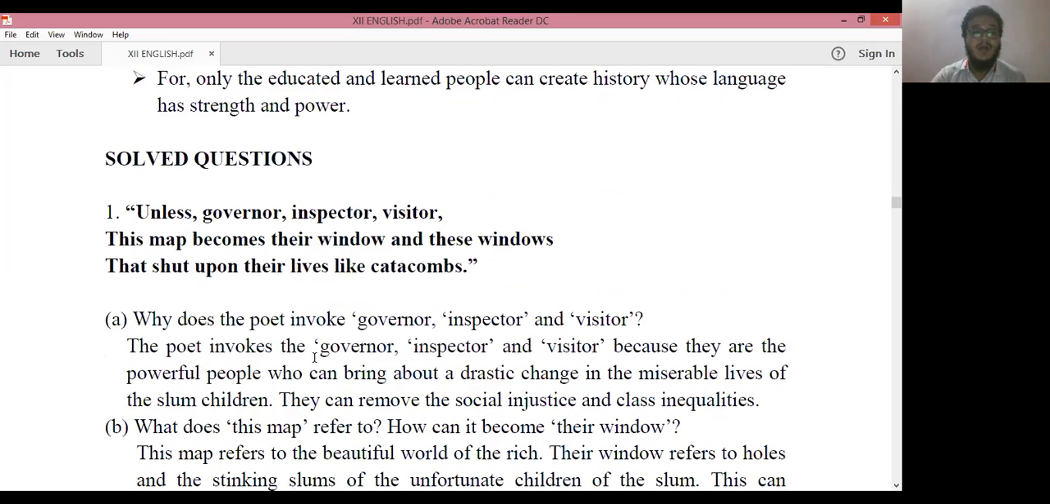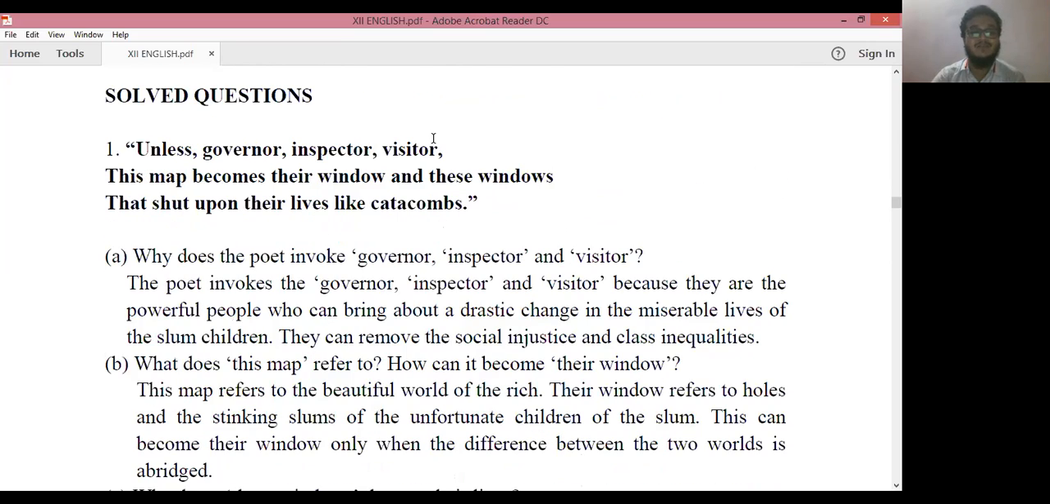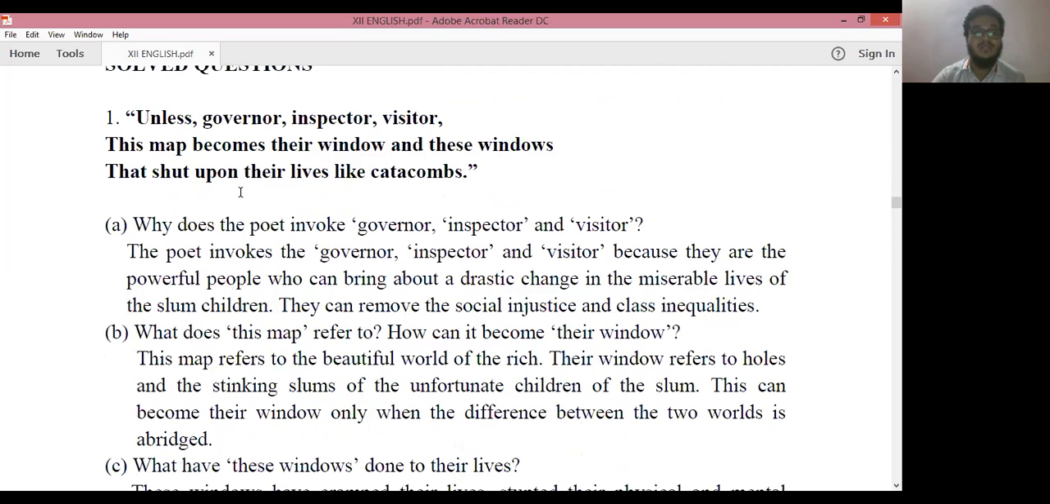The first one: unless governor, inspector, visitor, these maps become their windows, and these windows that shut upon their life like a catacomb. Okay, so what is the poet talking about? The poet invokes the governor, inspector, and visitor. Why is the poet bringing in the terms governor, inspector, and visitor? Because they are the powerful people who can bring about a drastic change in the miserable lives of the slum children. They can remove social injustice and class inequalities.